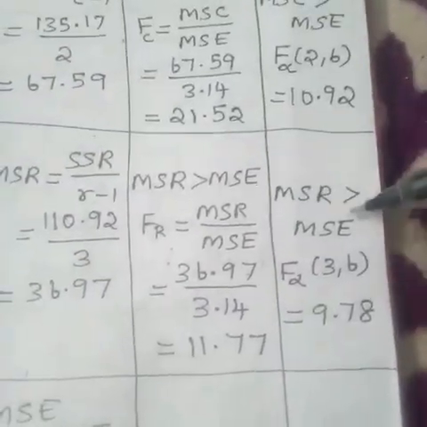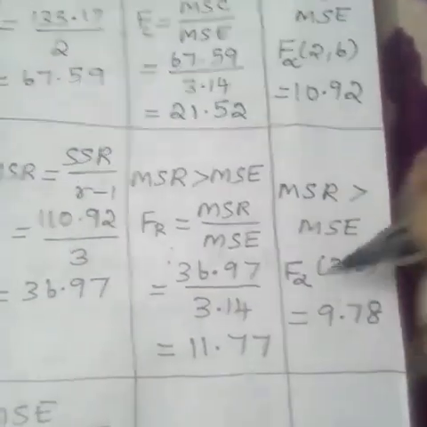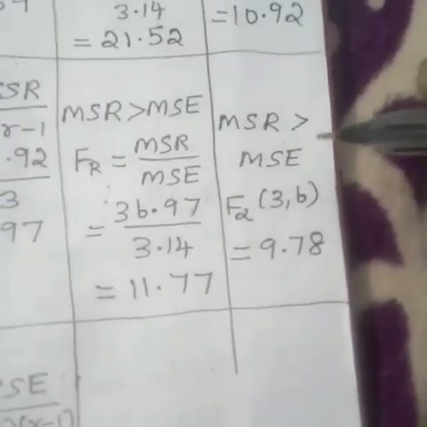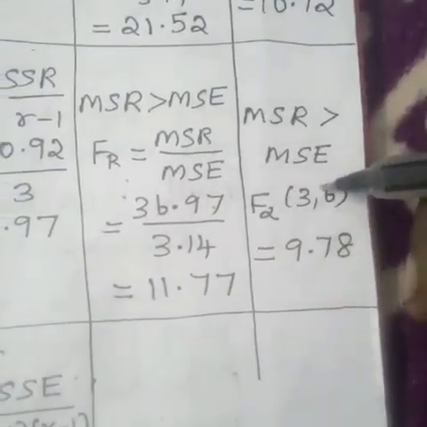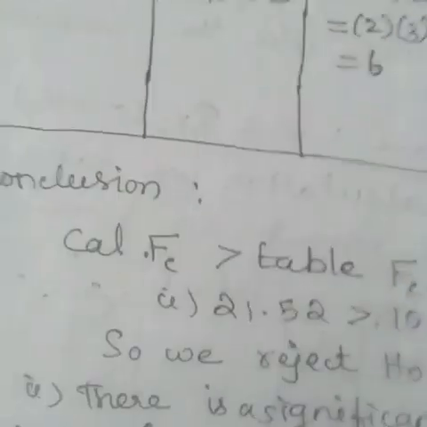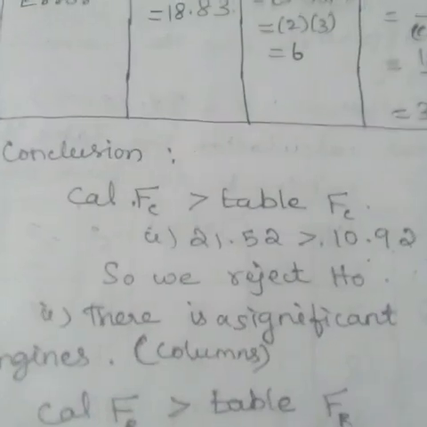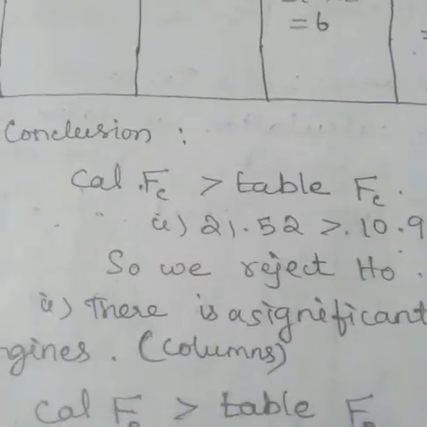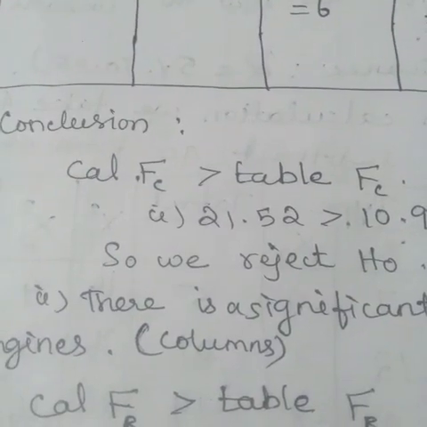And MSR greater than MSE, the second one. So MSR degrees of freedom is 3, and MSE degrees of freedom 6. So F at 1% level with degrees of freedom 3,6, the value is 9.78. Last, the conclusion. So we have two conclusions, for column and for row.